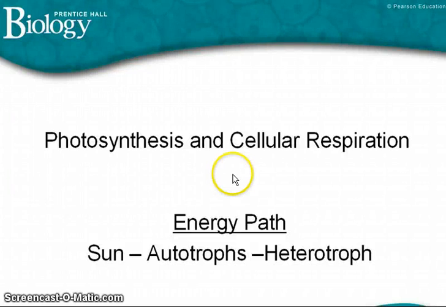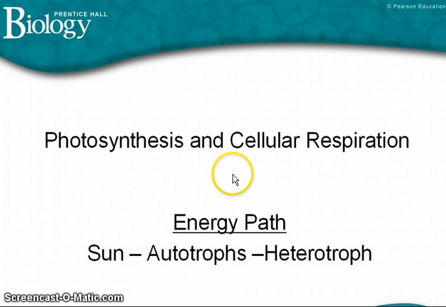Today's lecture is on photosynthesis and its connection to cellular respiration. As you can see here on slide 1, this is considered an energy path because it goes in one direction. So the energy in ecosystems is provided by the sun. It's captured through photosynthesis by the autotrophs, and then the heterotrophs eat the autotrophs as their source of energy.